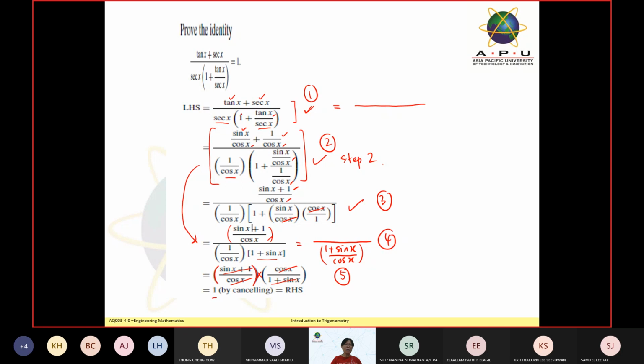We want to know whether students understand what tangent x is. Tangent x is equal to sin x over cos x. So for this part, how do you get to the sin x? Because you know tangent x is sin x over cos x, and secant x is 1 over cos x. So this one is important. Get it, students? So not all steps can be skipped, but some important steps cannot be skipped.